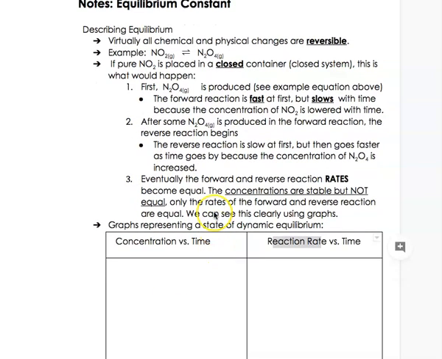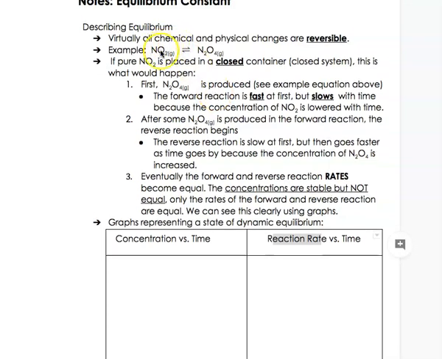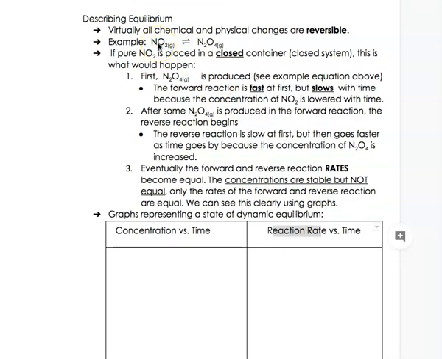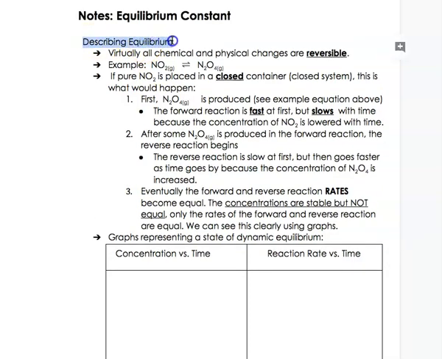Equilibrium is a type of chemical reaction where you go in the forward direction and then you go back in the reverse direction. It says here, describing equilibrium, virtually all chemical and physical changes are reversible.